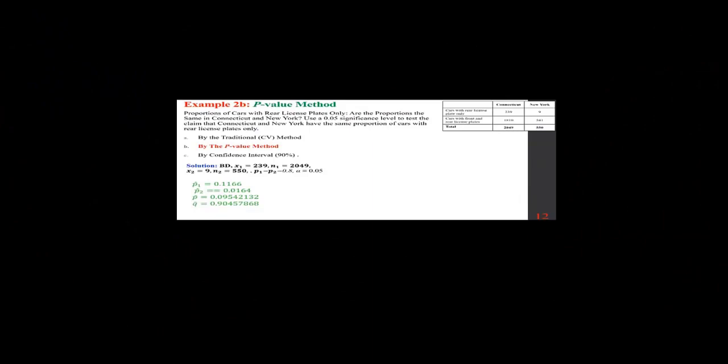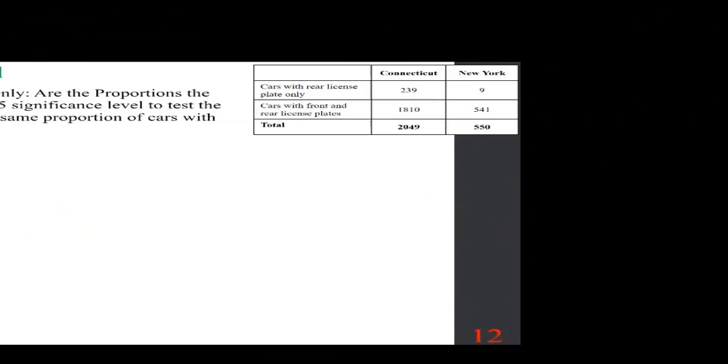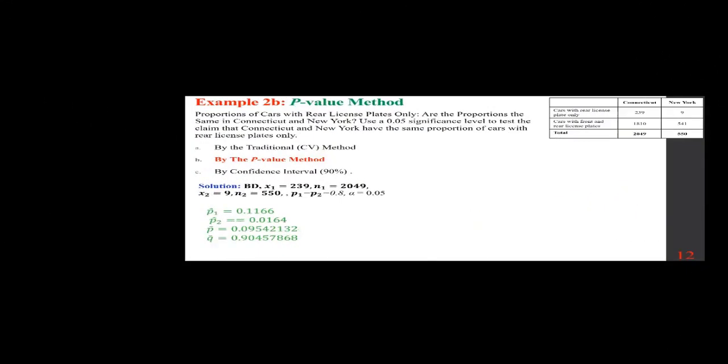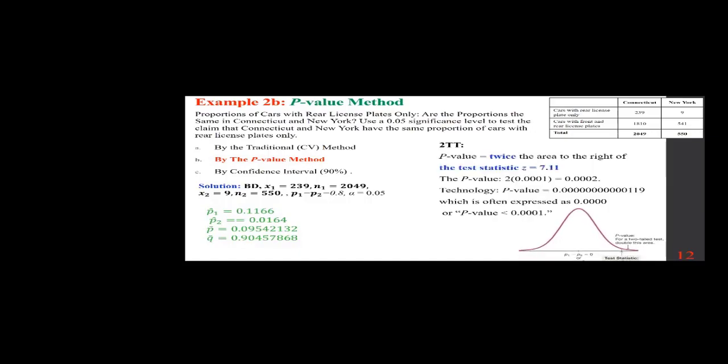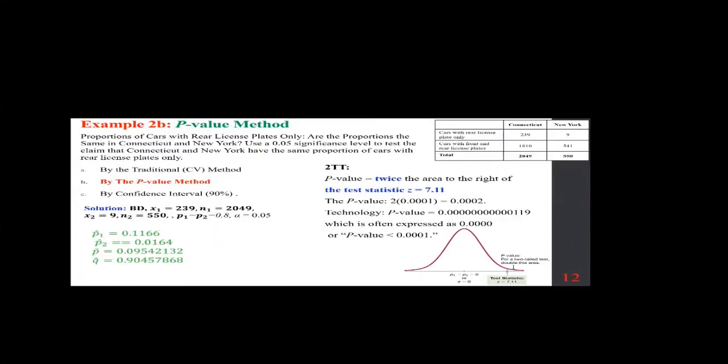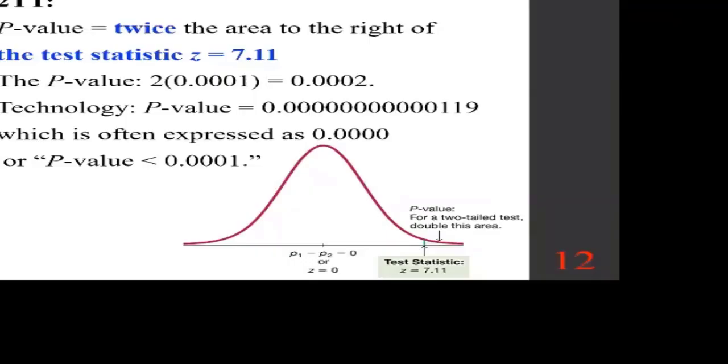We're going to do it by the traditional method. It's already done by the p-value and confidence interval, and we've done the calculation. Take a look at the table at the top right. This is from the previous page, so we are looking at the same question. We are looking at the information on the bottom left. We have done the calculation for P1 hat, P2 hat, P bar, and Q bar. Now to find the p-value, we need to look at the area to the right of 7.11. So we are looking at this area.